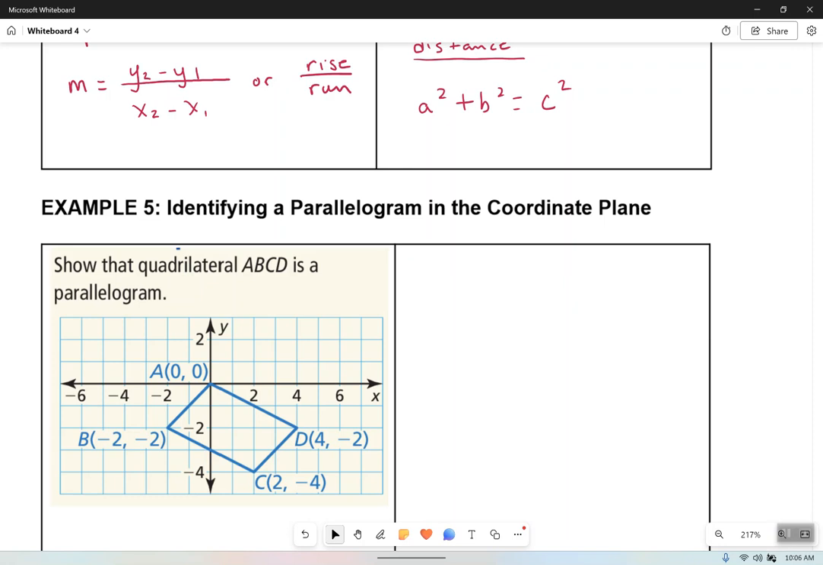Does it look like a parallelogram? I'd probably say yeah. I think it looks like a parallelogram, don't you? Okay. Guys, what's true about opposite sides?